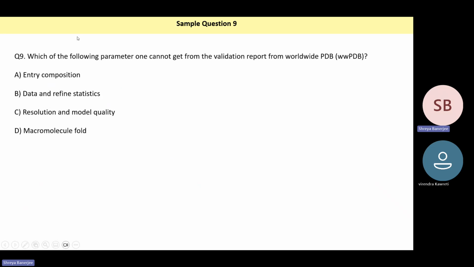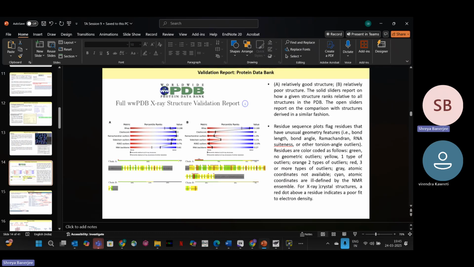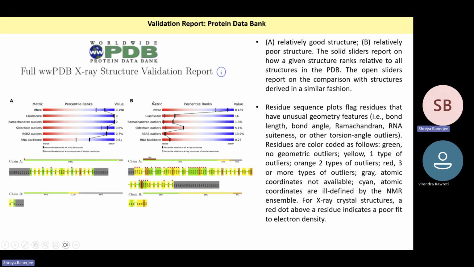Then the question is asking, which of the following parameters one cannot get from validation report from the Worldwide Protein Data Bank? So the answer is macromolecule fold. Let me go back to the validation report slide. You can see in the validation report, nowhere the fold is mentioned. You have R value, Ramachandran outliers, different things. You have the amino acid sequence and the matches with the X-ray crystal structure. But nowhere here do you have the macromolecule fold.